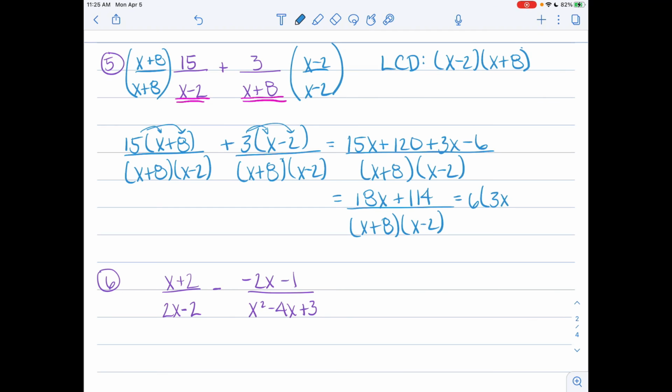I'll be left with 3x plus 19. I know that I have found the greatest common factor because I can't pull anything else out of 19. That's a prime number. And then x plus 8 and x minus 2 as my denominator.